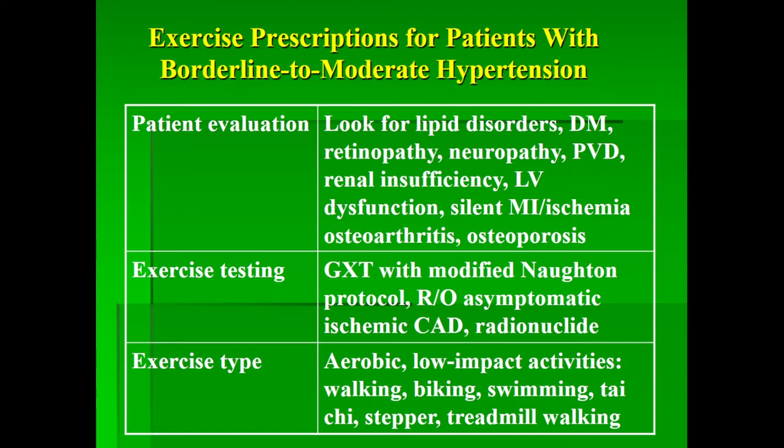Before, we said what the requirements for lifestyle modification are, right? We should provide patient evaluation. Look for lipid disorders, retinopathy, neuropathy, renal insufficiency, left ventricular dysfunction, silent myocardial infarction, ischemia, osteoarthritis, osteoporosis. Provide exercise testing, and recommend adequate exercise type for this category of people.